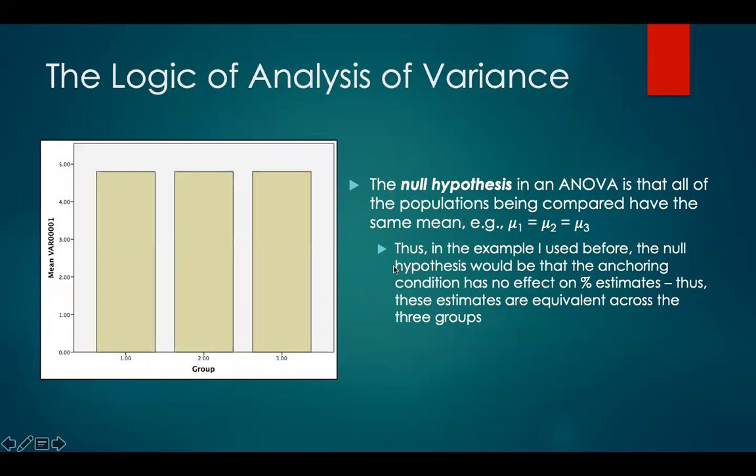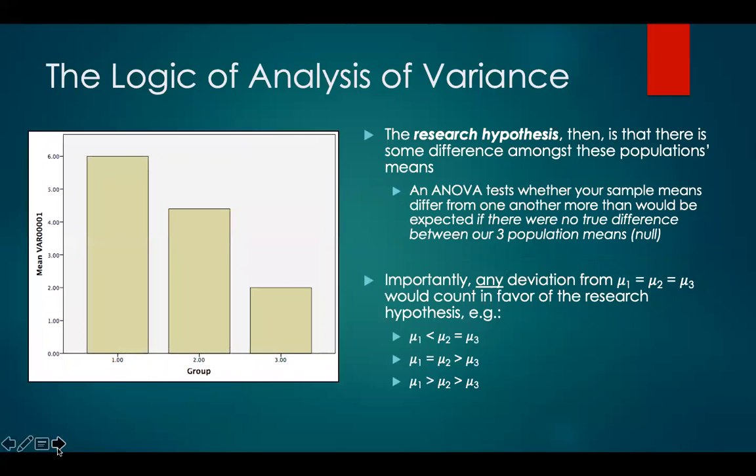So the null hypothesis in an ANOVA is that all of the populations being compared have the same mean. So mu1 equals mu2 equals mu3. You can see that right here between three groups. Thus, in the example I used before, the null hypothesis would be that the anchoring condition has no effect on percentage estimates. Thus, these estimates are equivalent across the three anchoring groups. The research hypothesis, then, is that there is some difference among these population means.